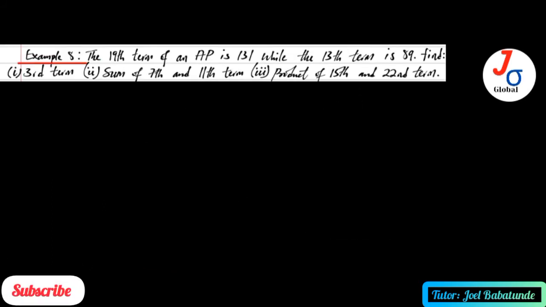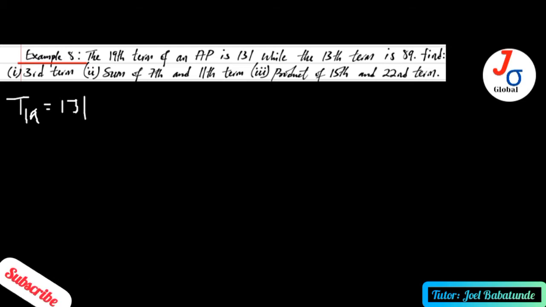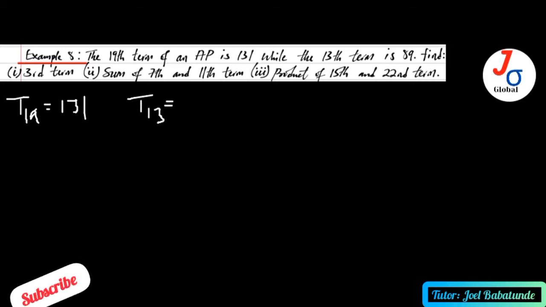All right, so we have this example. T19, that's the 19th term of an AP, is 131. While the 13th term is 89. Find the third term, the sum of the 7th term and 11th term. Man, this is much. Let's just take it one after the other.